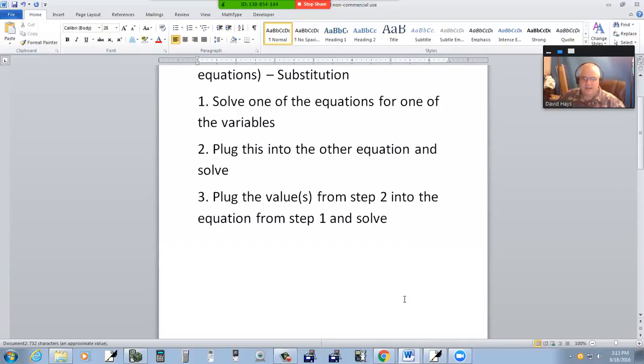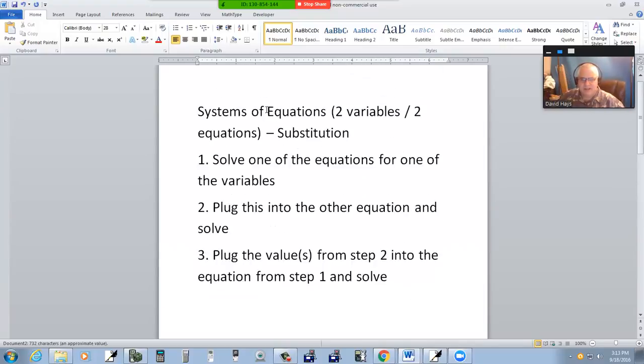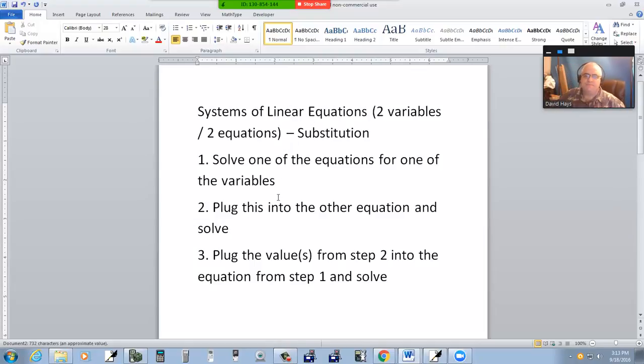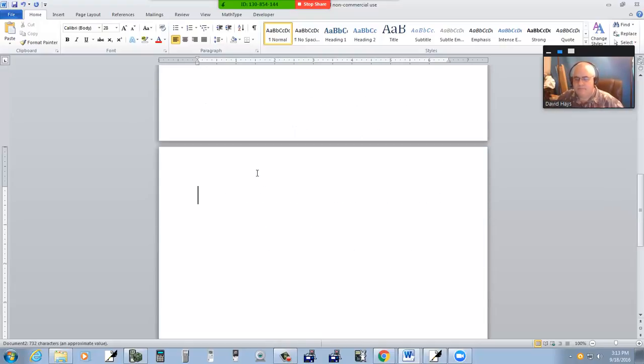And I should say, actually, this is systems of linear equations. Everything's the first power. This is systems of linear equations, where we've got 3 variables and 3 equations.